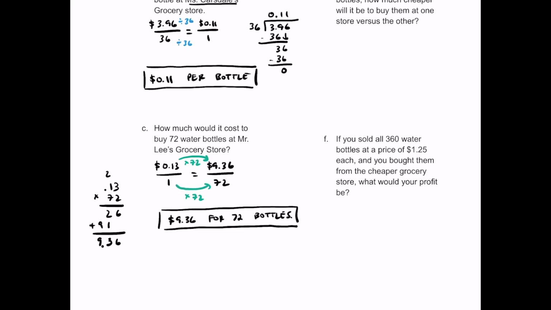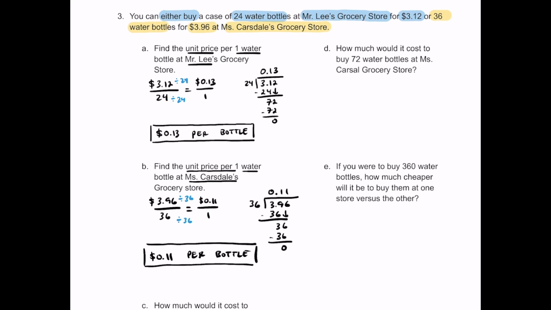Okay, that's part C. Part D, what if we are buying 72 water bottles at Miss Carsdale's grocery store? Okay, so Miss Carsdale's was a little cheaper, right? Hers was 11 cents per one bottle. So what if you're buying 72 from her store? How does 1 become 72? Well, that's just times 72.